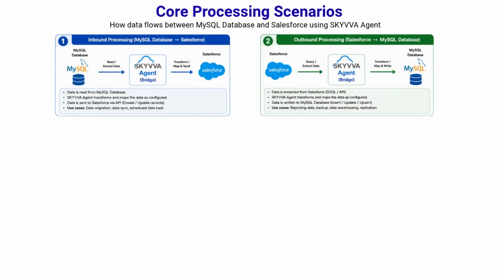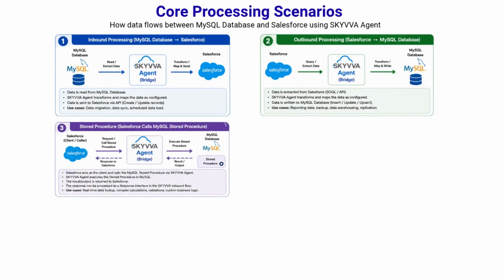SKYVVA Agent queries or extracts data from Salesforce using SOQL or Salesforce APIs. The retrieved data is then transformed and mapped to match the MySQL database structure. Finally, SKYVVA Agent writes the data into MySQL by performing insert, update, or upsert operations. This scenario is commonly used for reporting databases, backup systems, data warehousing, analytics, and replicating Salesforce data into external systems.